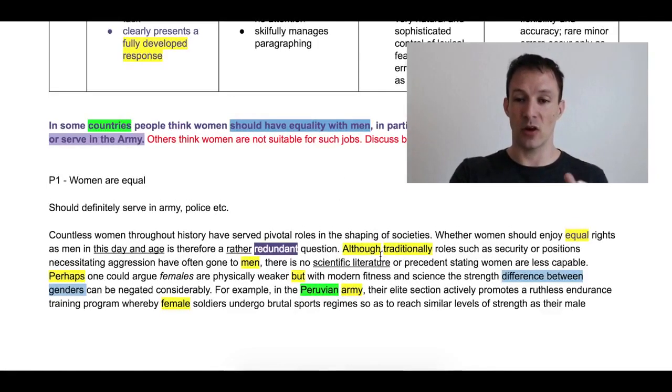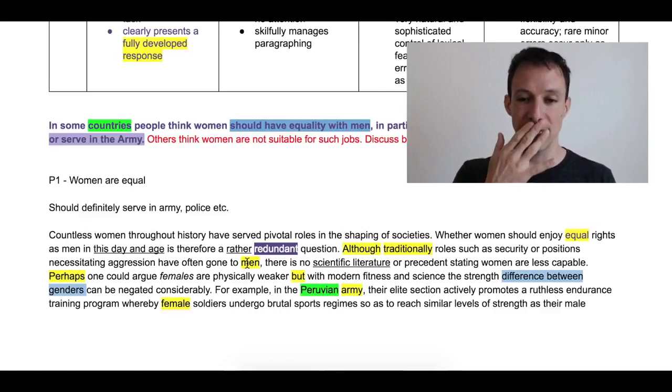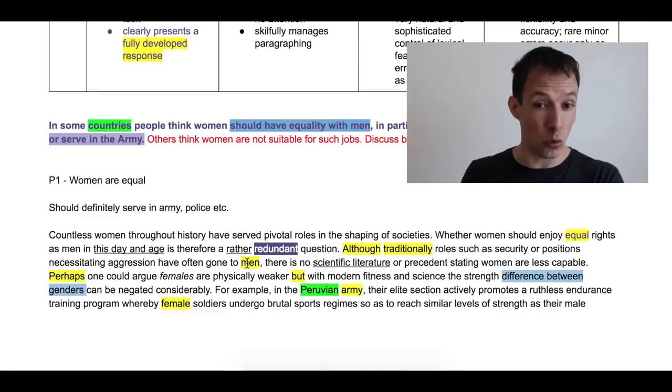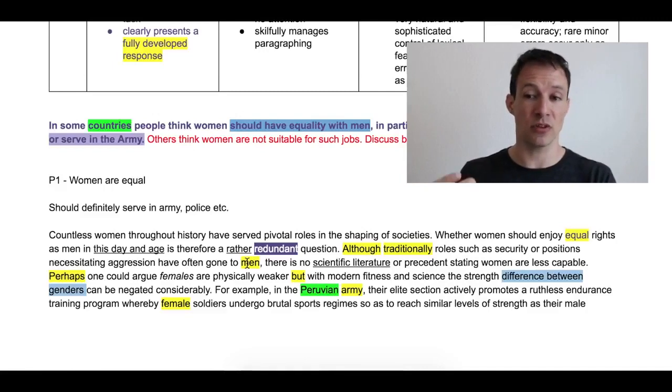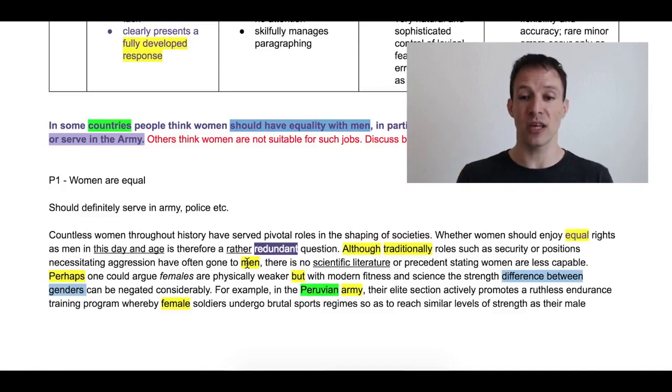Now, the yellow bits: although traditionally, okay, roles such as security or positions necessitating aggression have often gone to men, there is no scientific literature or precedent stating women are less capable. So you can see, I'm talking about roles, which is what we're talking about. We're talking roles such as police officers or serving in the army. Traditionally, they have gone to men. Also, you can see here that it does say men.